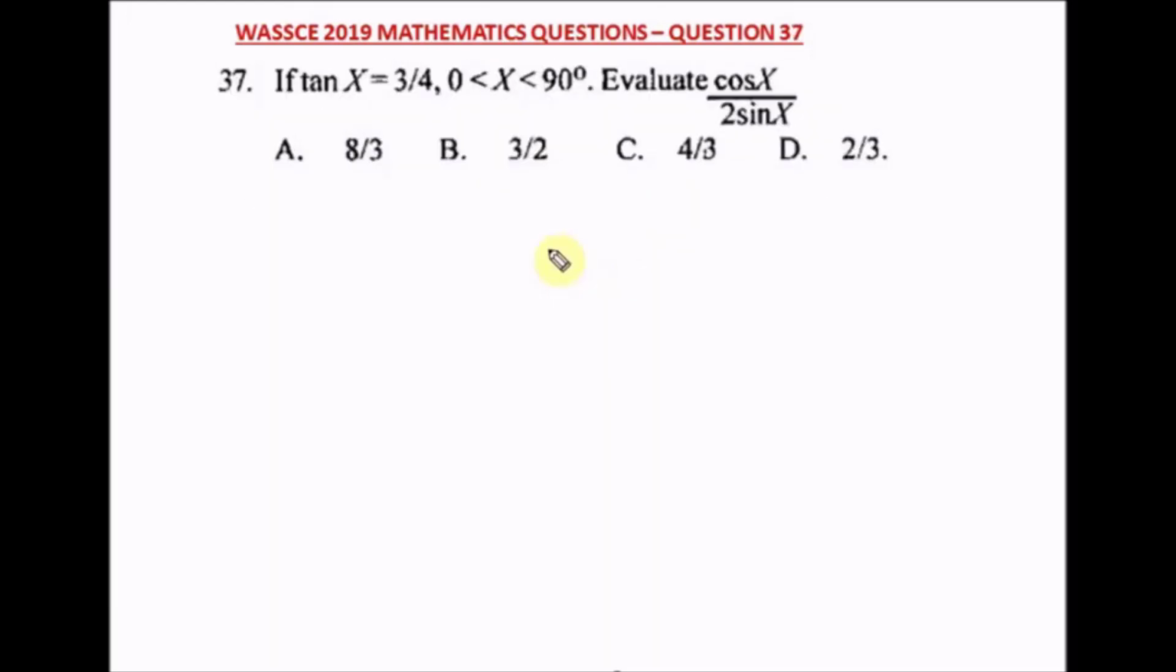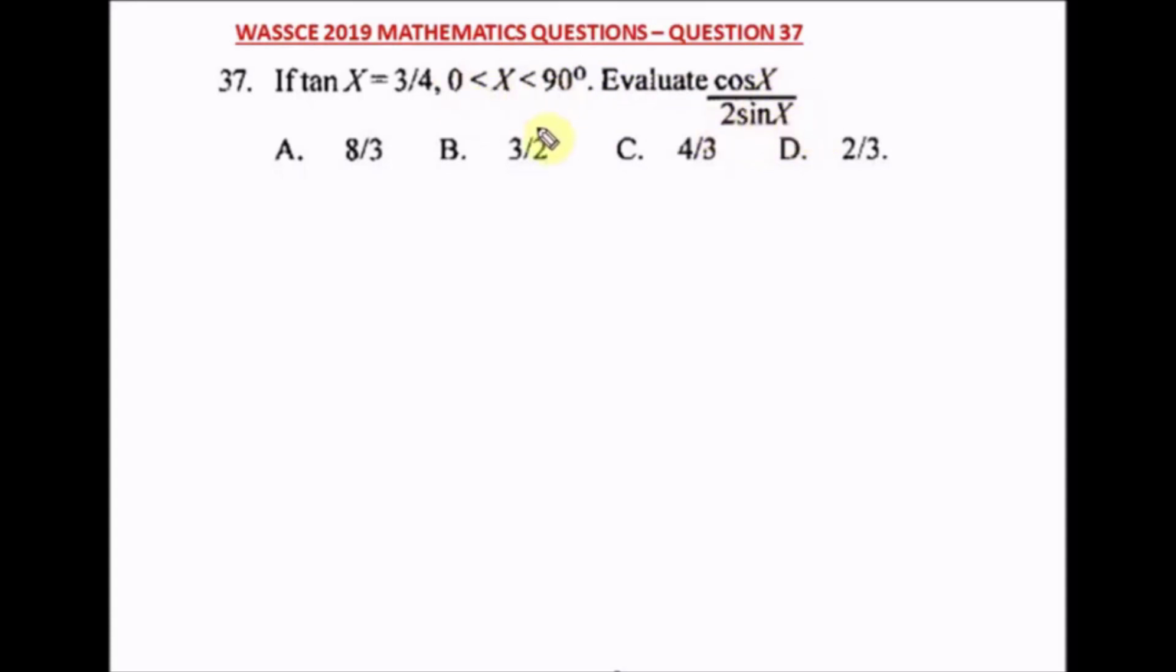Question 37 of the WAEC 2019 Mathematics Past Question. It says if tan x is 3 over 4, considering x is greater than 0 but less than 90 degrees, evaluate cos x divided by 2 sine x.